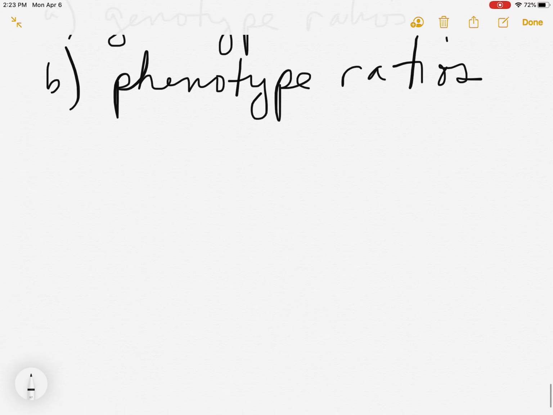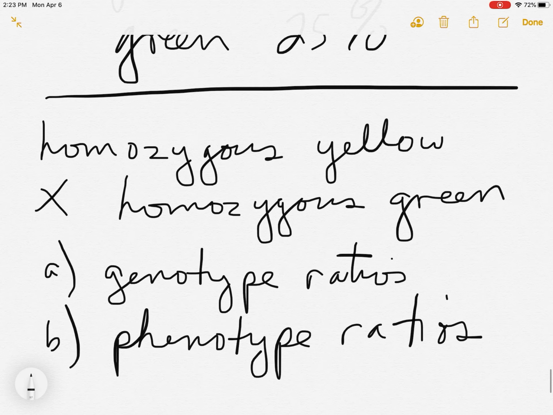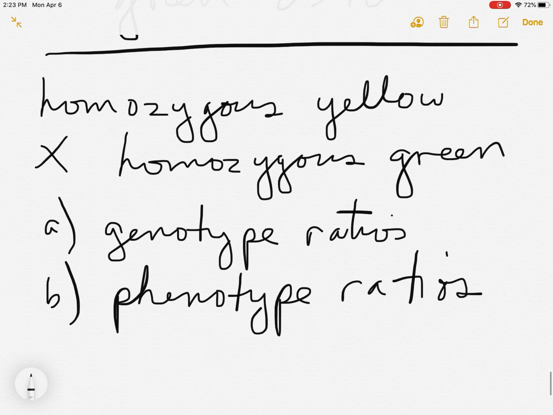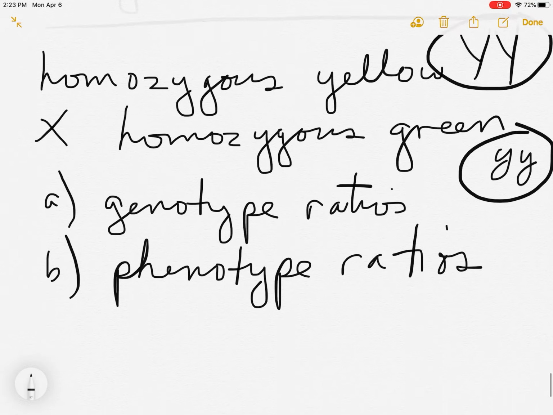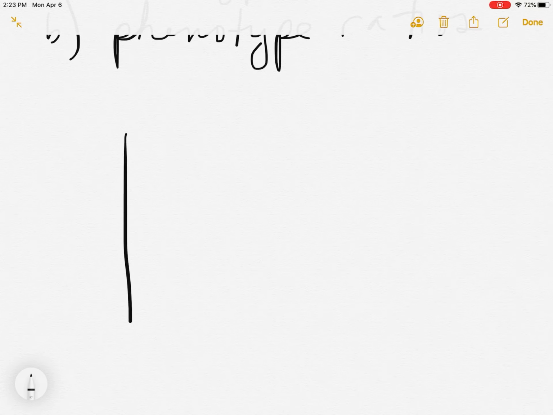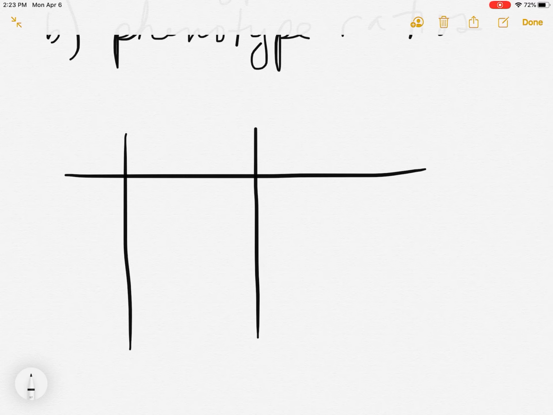Okay, so I'm going to just set you up and then you can pause. So first of all, what do we have? Homozygous yellow. We have to know what that means. It means capital Y, capital Y. And homozygous green means little y, little y. So you have to know that. And then you make your chart, your Punnett square, like this.